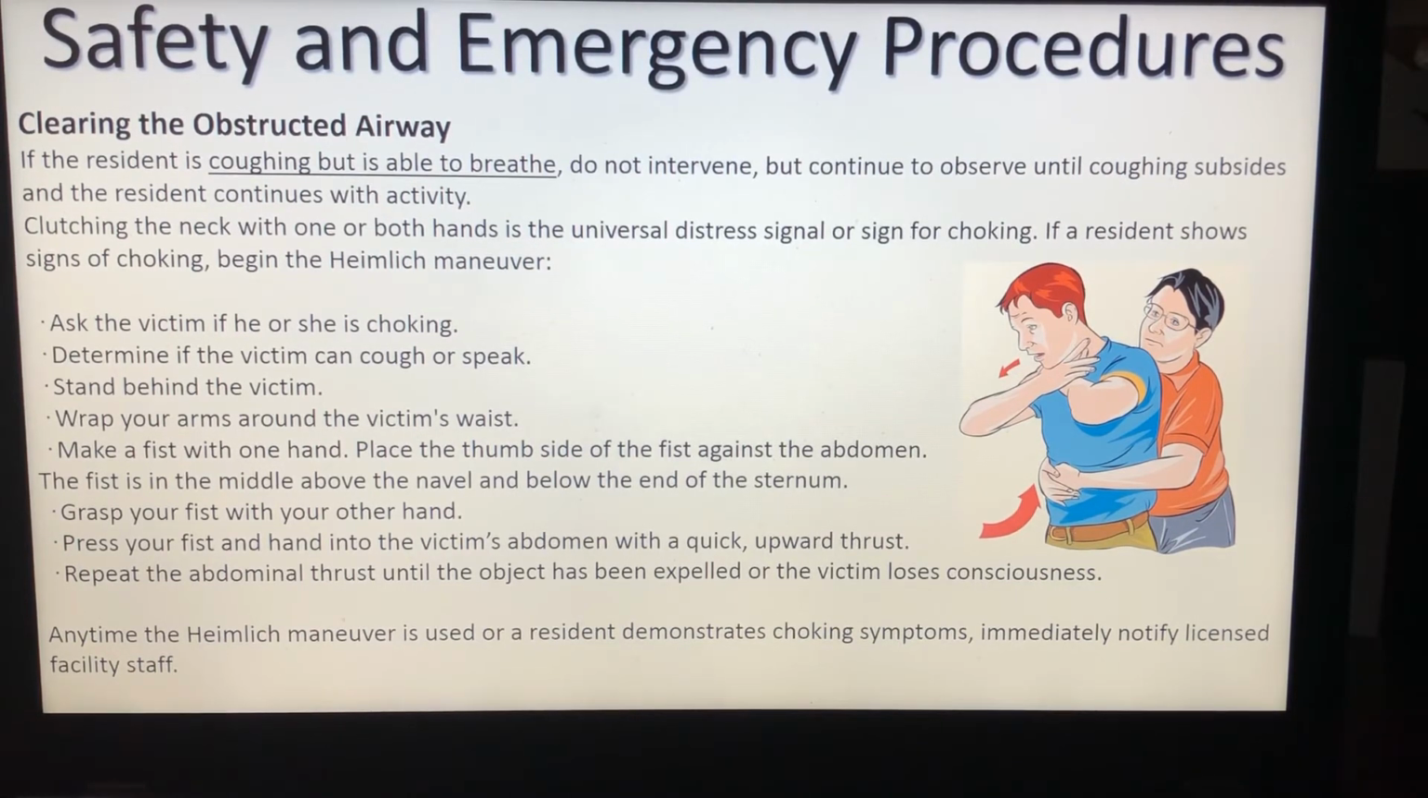So clutching the neck, just like this man is doing here. This is the international symbol for I am choking. Humans instinctually do this when they are choking. It doesn't matter what age they are, gender, or cultural background, it's a human behavior. Someone who's choking will do this universal sign where they take both hands and put them near their neck.